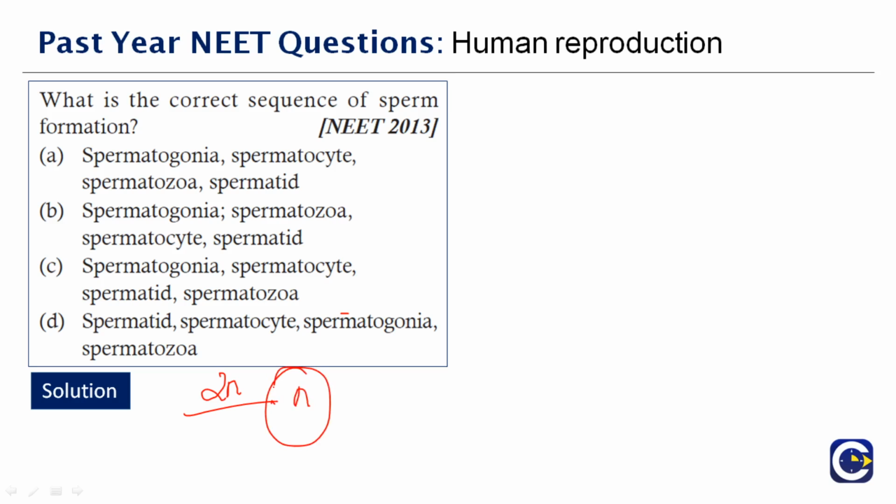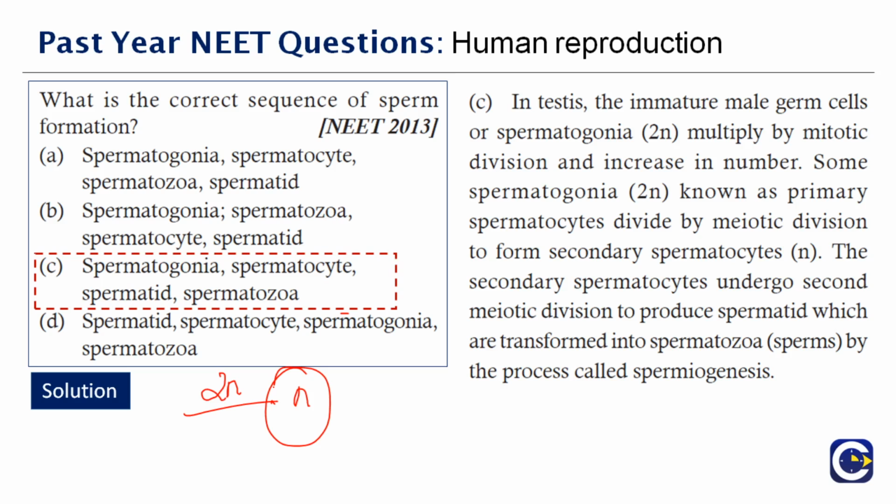The secondary spermatocytes undergo the second meiotic division to produce spermatids, which are transformed into spermatozoa by the process called spermiogenesis. Now we should know what the correct order is: spermatogonia, spermatocyte, spermatid and spermatozoa. Therefore, the right answer is option C. Next question here.